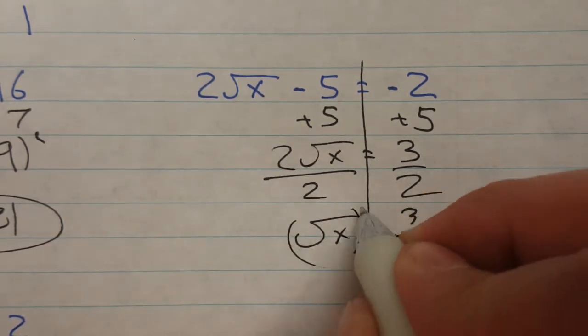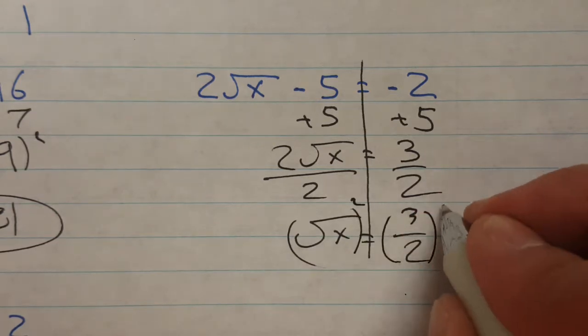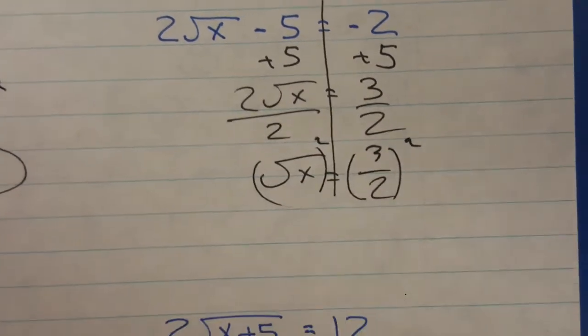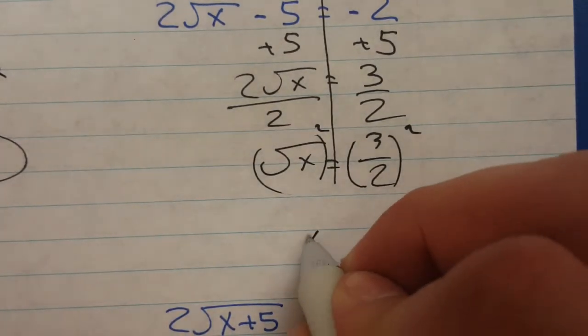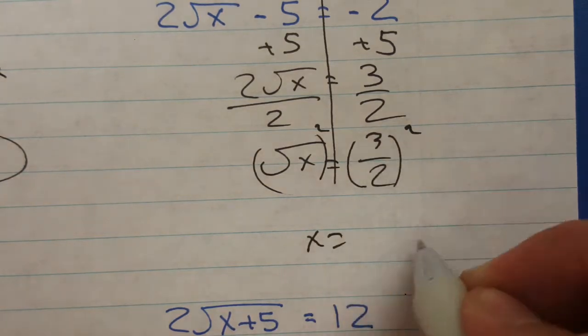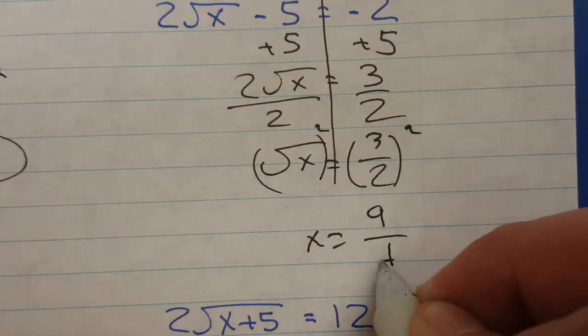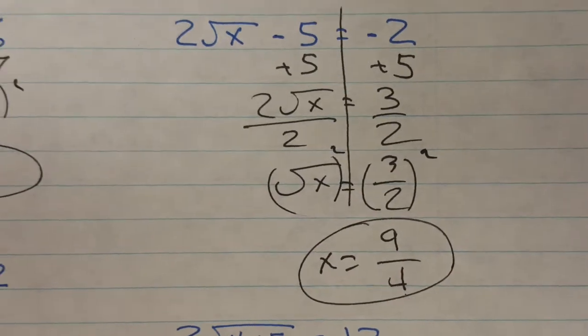3/2. Take both sides, square them. You might get a fraction for an answer. It's really no big deal. X is going to equal 3 squared over 2 squared, which is 9 over 4. I would write it that way.